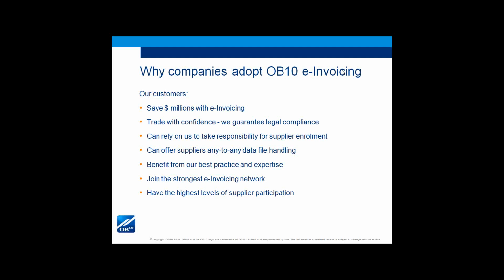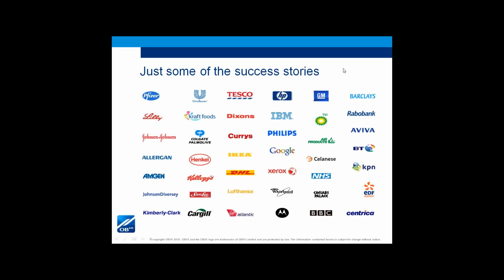We are definitely the strongest e-invoicing network out there in the world, with more than 108,000 suppliers on our network. You can almost rest assured that you wouldn't be starting at zero. We will always have some of your suppliers already on our network, or even many of your suppliers on the network. And the good thing about the flexibility of OB10 is that we never need to ask your suppliers to connect to us again. So once they are connected for one buyer, they can trade with every buyer on our network, and that has led to us having by far the highest levels of supplier participation.